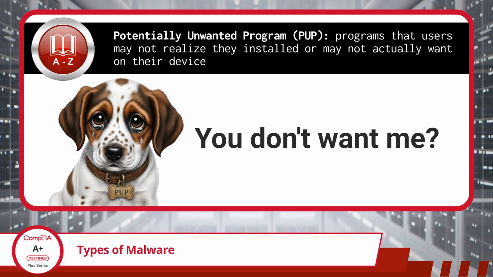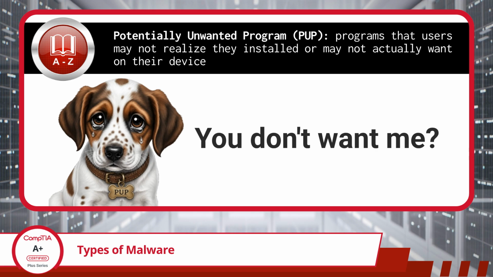Another category worth mentioning is a potentially unwanted program, commonly referred to as a PUP. Unlike traditional malware, PUPs are not necessarily designed to directly damage or compromise a system. Instead, they are programs that users may not realize they installed or may not actually want on their device. These programs are often bundled with free software downloads and may install browser toolbars, display excessive advertisements, change browser settings, or collect usage data.